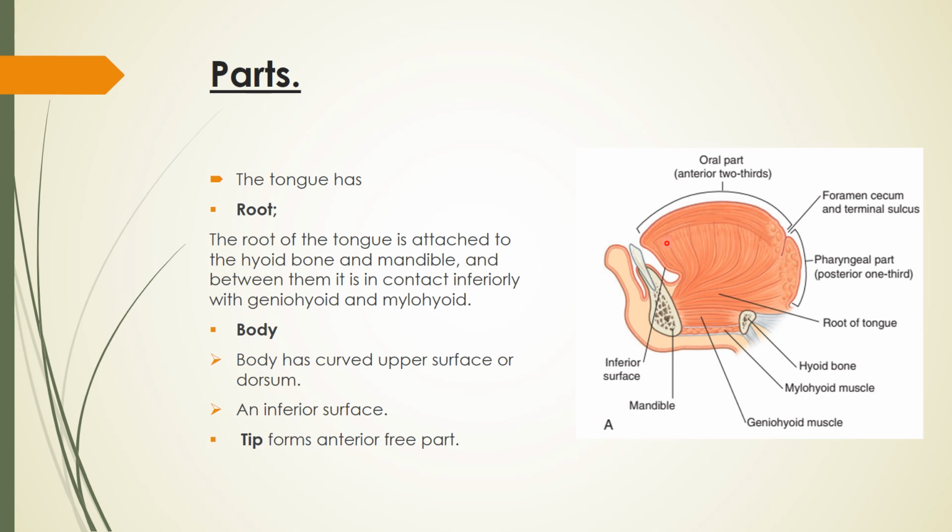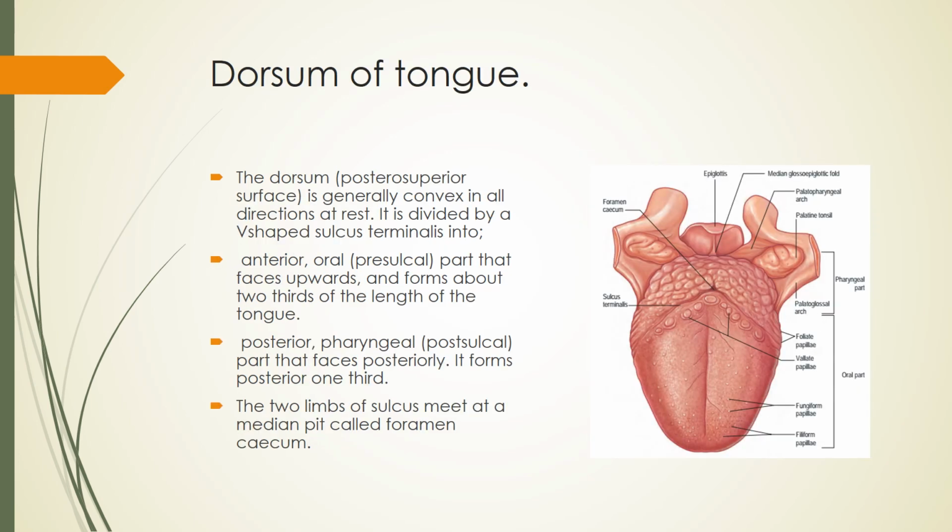The body has a curved upper surface, which is called the dorsum of the tongue, and an inferior surface, which is related to the anterior part of the floor of mouth. The dorsum of tongue, which forms the postero-superior surface, is generally convex in all directions at rest. It is divided by a V-shaped sulcus that is called sulcus terminalis. The two limbs of the sulcus meet at a median pit, which is called foramen caecum.